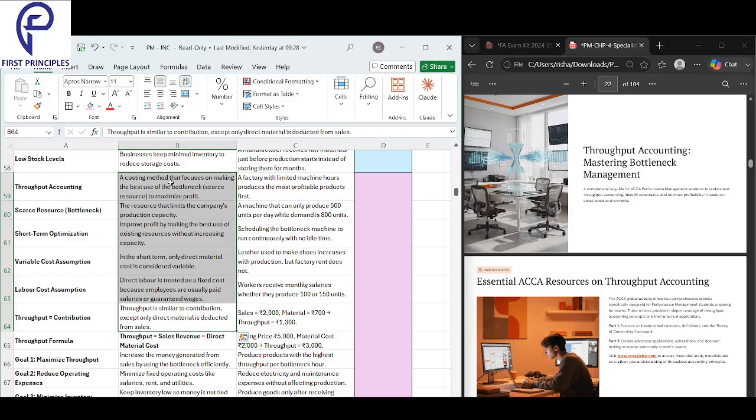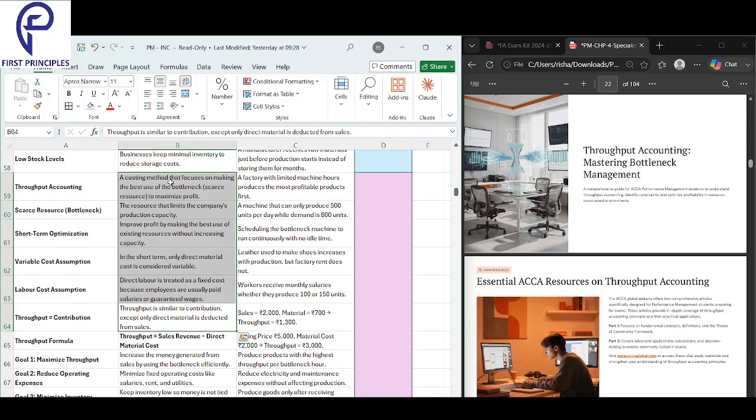Throughput is similar to contribution. How do we get contribution, guys? Sales minus variable cost. It's similar to contribution, only that you deduct the direct material cost from sales. So the throughput formula is your sales revenue minus your direct material cost. You'll get your throughput, right?